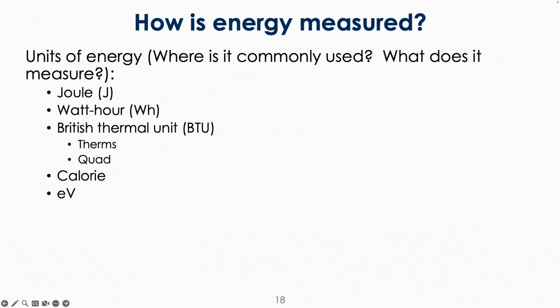Okay, so how is energy measured? There are lots of different units of energy: joules, watt hours, British thermal units, which are BTUs, calories, and electron volts. We'll talk a little more specifically about each of these. EV, electron volts, is probably the only one we are not really going to talk about. That's like thinking about energy at the atomic level, which we're not going to deal with here. So we'll go through each of these.